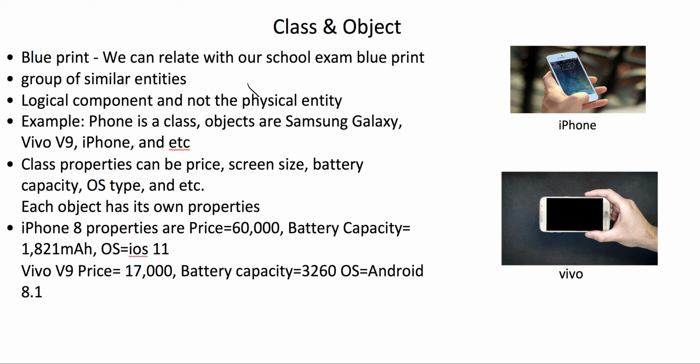Using the blueprint, actual question papers would be created. So blueprint is the actual class. We can relate the blueprint with the class, and the actual question papers with the object. So objects are real entities, whereas classes are logical entities. So this is the first real life example.